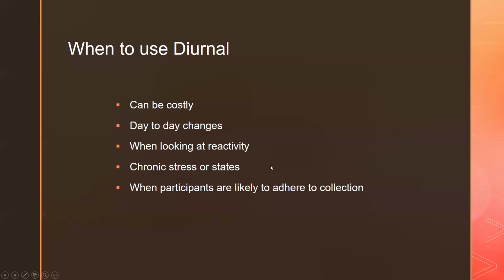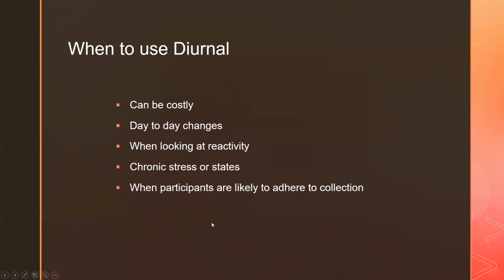Also whenever we're looking at chronic stress or states, one of the great things about diurnal rhythm is it is correlated to a lot of different health outcomes. And generally what we see is the flatter that slope, the worse the health outcome is, and the steeper that slope, the better the health outcomes tend to be. So if you can get that diurnal data, get it.